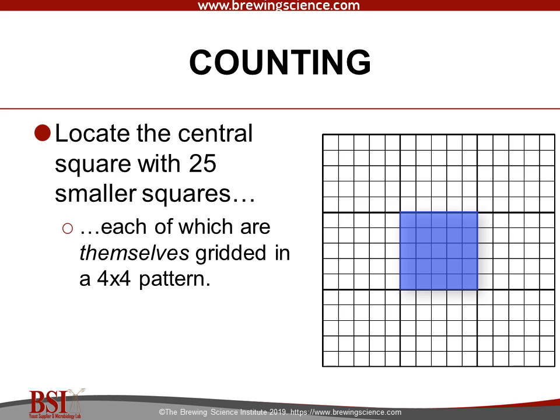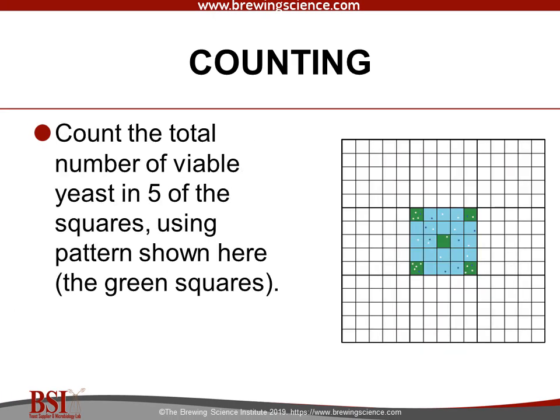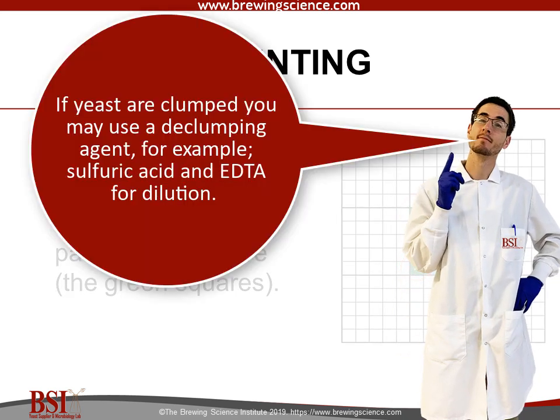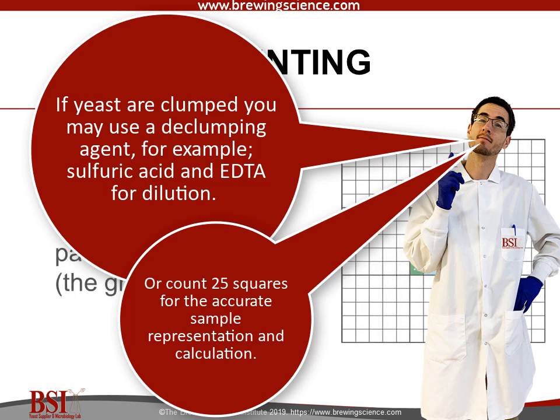Locate the central square with 25 smaller squares, each of which are themselves gridded in a 4x4 pattern. Count the total number of viable yeast in 5 of the squares, using the pattern shown here in the green squares. If yeast are clumped, you may use a declumping agent, for example, sulfuric acid and EDTA for dilution, or count 25 squares for the accurate sample representation and calculation.